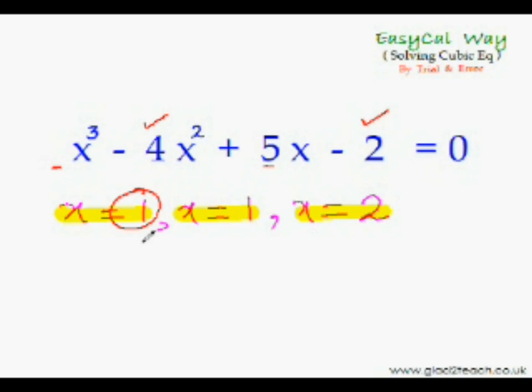So now you have become an expert at solving cubic equations. You know them inside out.